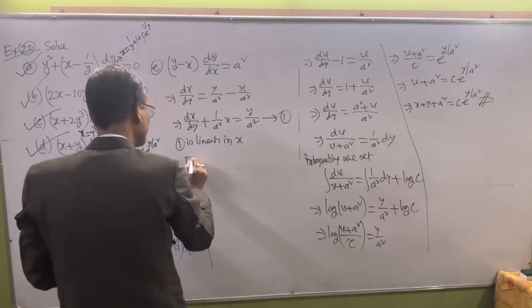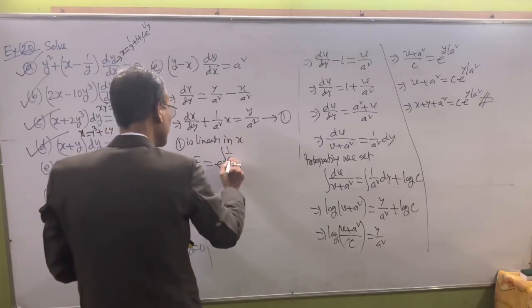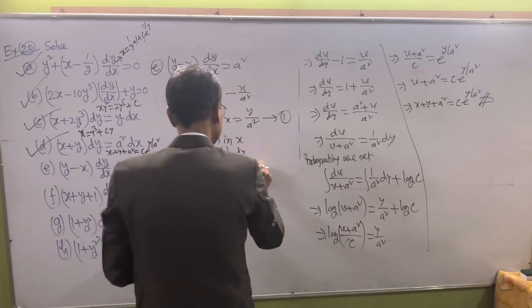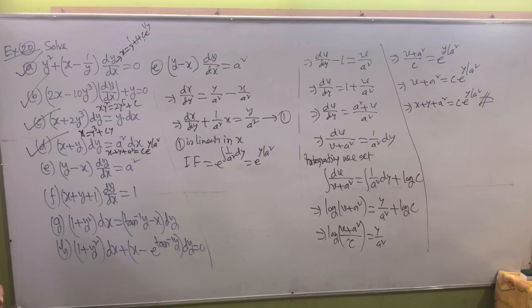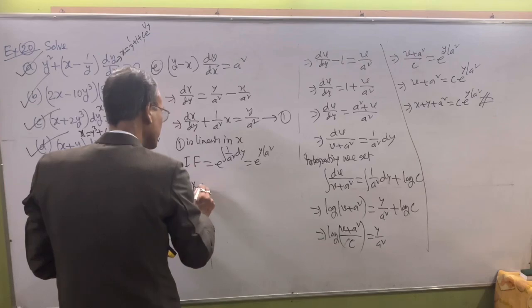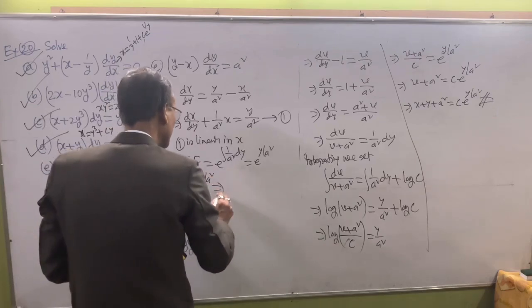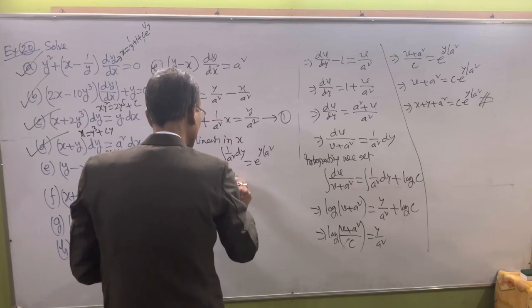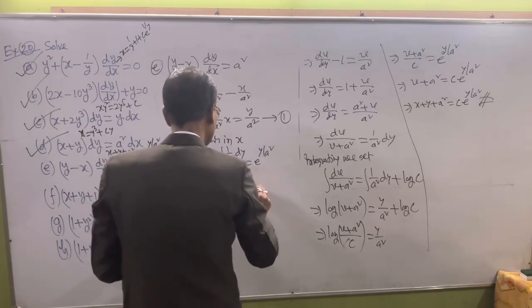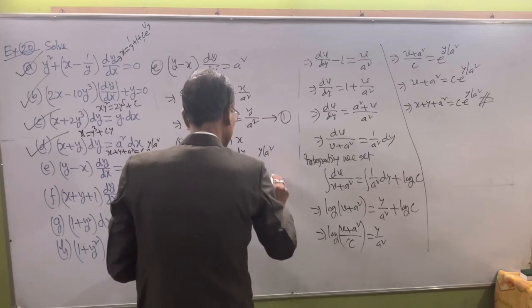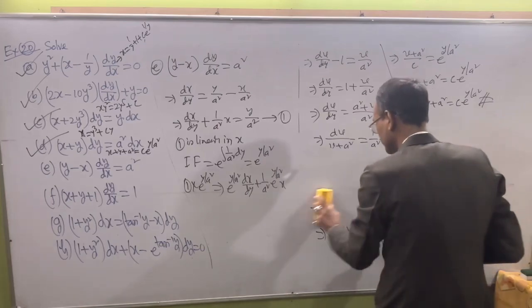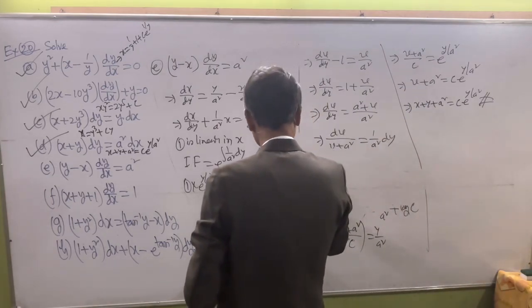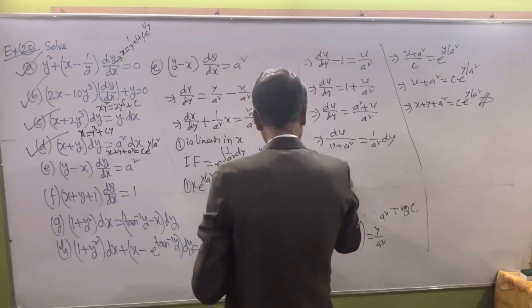Linear in x. Integrating factor will be e to the power integral 1 by a square dy. This is equal to e to the power y by a square, which is the integrating factor. Multiply by the integrating factor: e to the power y by a square dx by dy plus 1 by a square e to the power y by a square x is equal to y by a square e to the power y by a square.